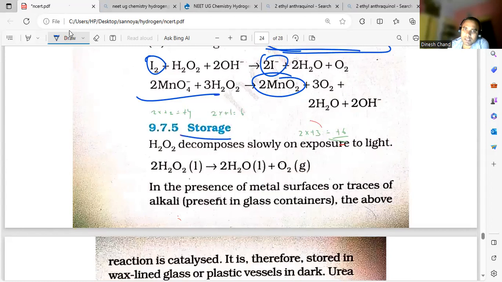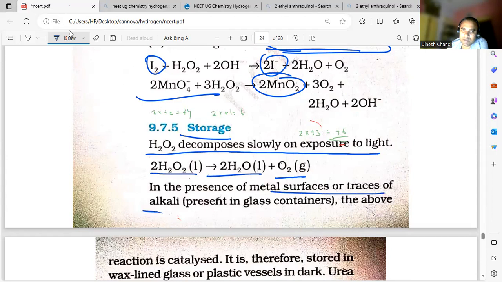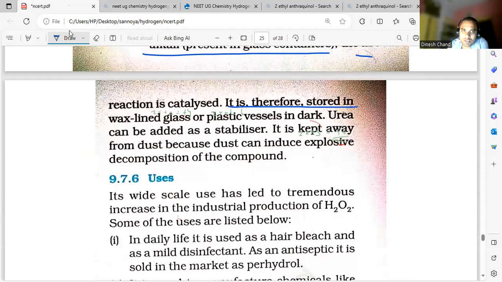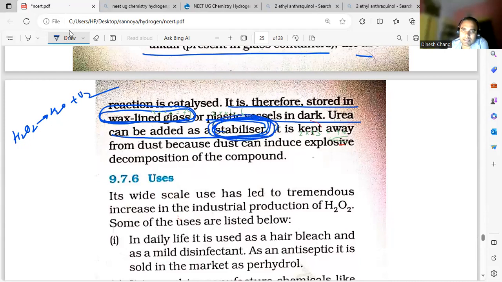Now storage. H2O2 decomposes slowly on exposure to sunlight, decomposing into water and O2. In the presence of metal surfaces and traces of alkali present in the glass container, the above reaction is catalyzed. It is therefore stored in wax-lined glass. Otherwise it will convert into H2O plus O2. Another option is a plastic vessel in the dark. Urea can be added as a stabilizer. It is kept away from dust because dust can induce explosive decomposition of the compound.